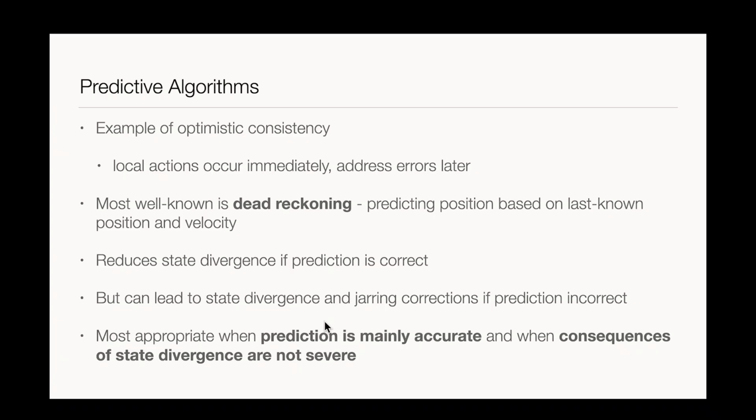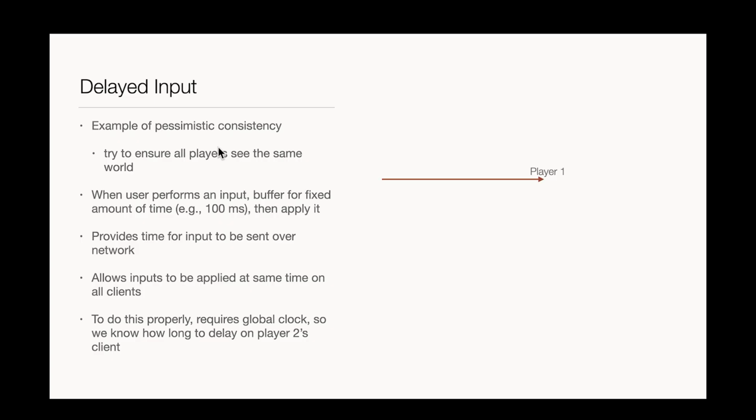Now, if you actually do care that everybody always has the true state of the world, you can't use a prediction algorithm. You have to do something else. So the other form of consistency is what's called pessimistic consistency. In pessimistic consistency, you want to make sure that all players have the same view of the world. Some games, this is important. In many real-time strategy games, something like StarCraft, it's pretty important that every player has the same view of the world.